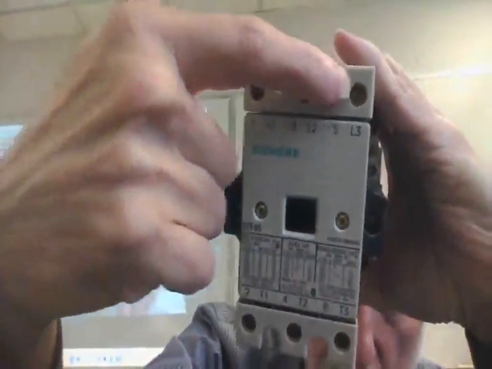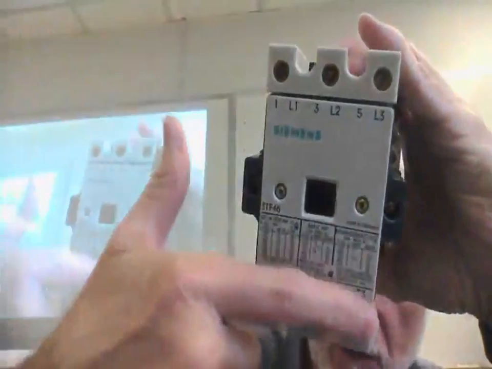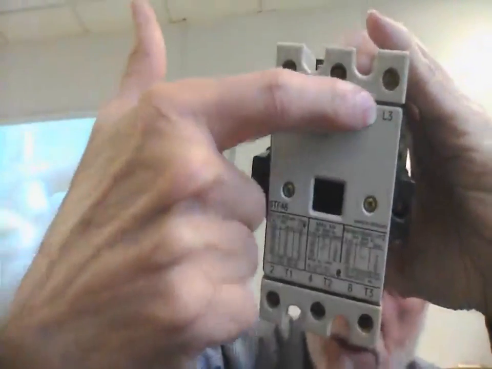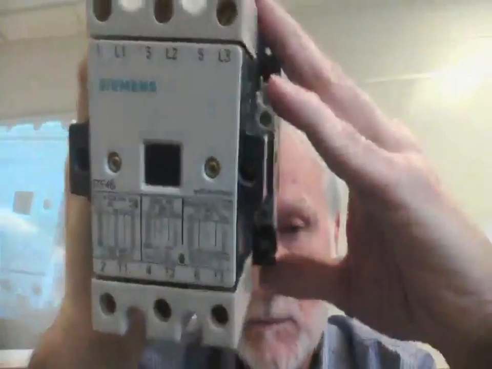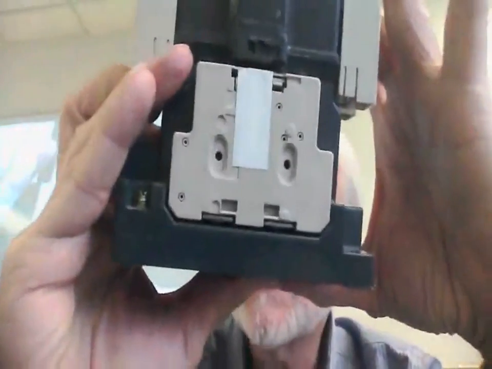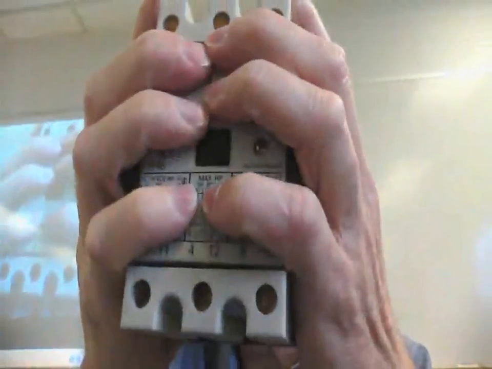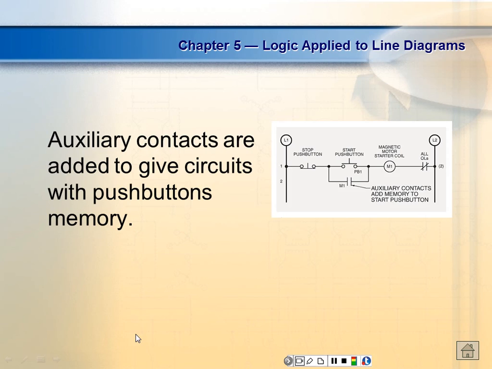L1, L2, L3, and then T1, T2, T3. And then they have the manufacturer numbers up beside that on this guy. This tells us the size motors that this guy right here will run, by the way. And then auxiliary contacts on the side. And this is what they're talking about here. We would not use a main contact probably as a sealing circuit, right? That makes sense? So that's what they're talking about there.